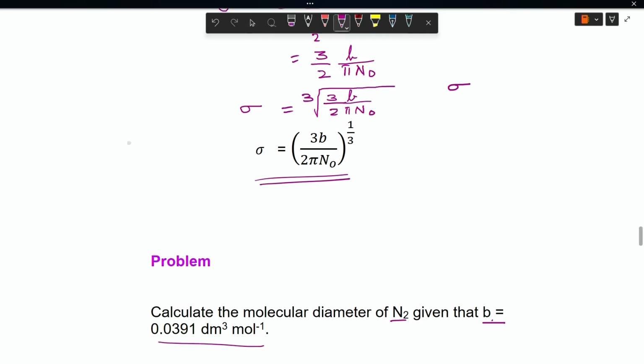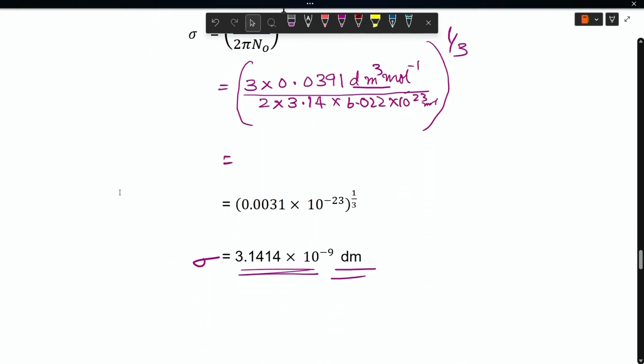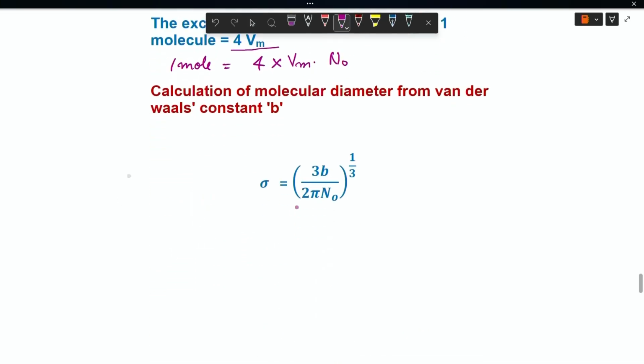Finally, we reach the molecular diameter sigma, which is equal to 3B by 2 pi N0, whole raised to 1 by 3. That is what we got here, and a problem based on that, and with that we conclude this session. Thank you.